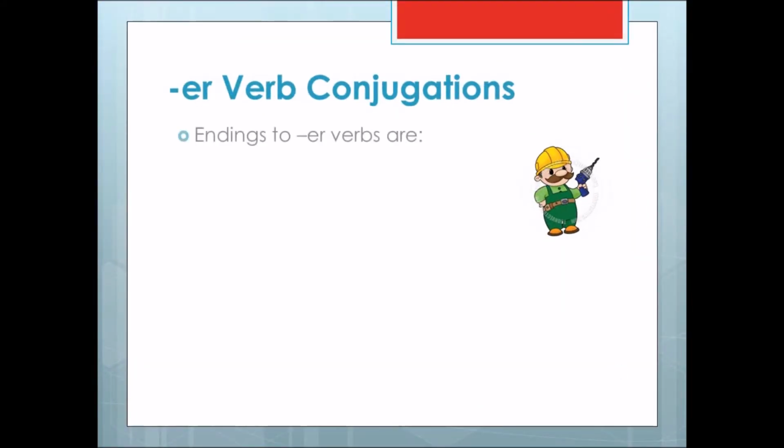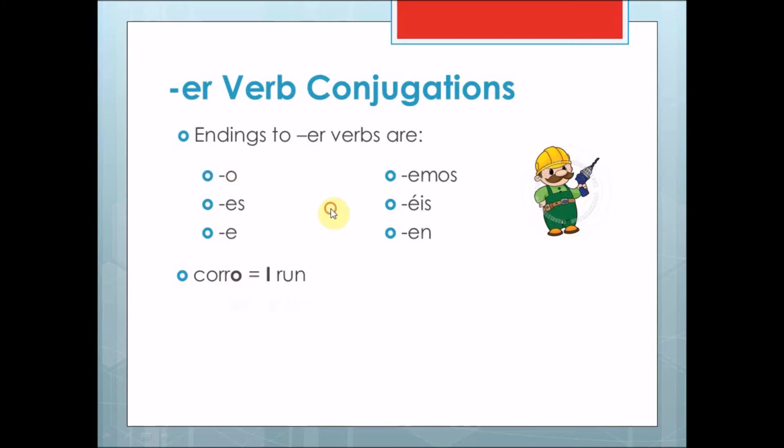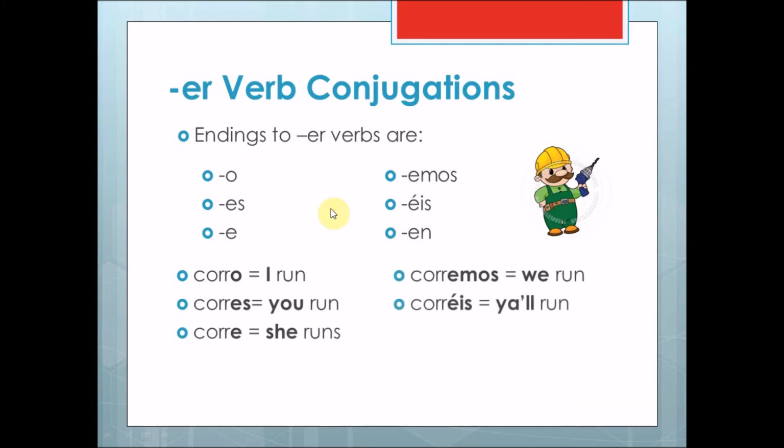ER verb conjugations are very similar, except you'll notice where you had as, a, amos, áis, an. Now it's es, e, emos, éis, en, and so with the ER, you're putting an E instead of the A. So I run, corro. You drop the ER from correr, and you put the O in there for I. Corres, you run. Corre, she runs. Corremos, we run. Corréis, y'all run. Corren, they run.